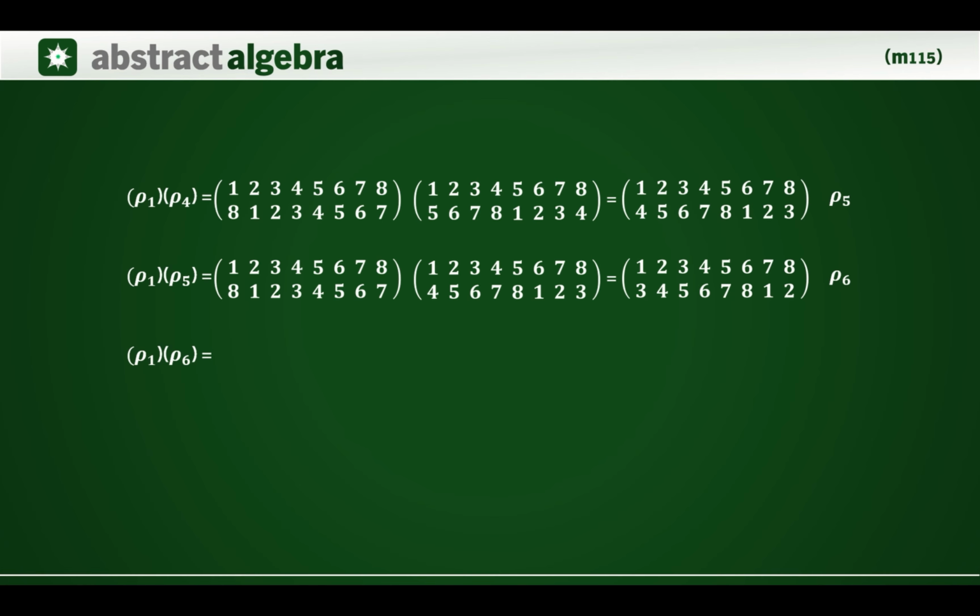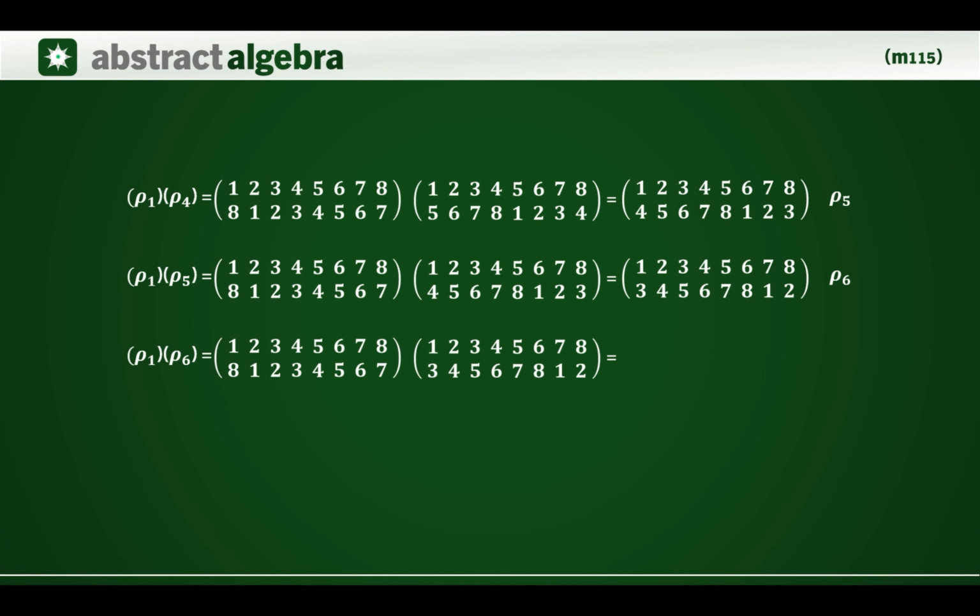Next, for the row sub 1 to row sub 6, this is the row sub 1, then this is the row sub 6. So after that, the composition of row sub 1 to row sub 6 results in row sub 7.